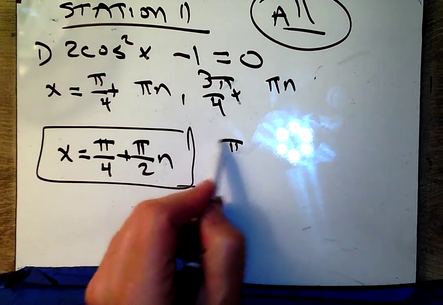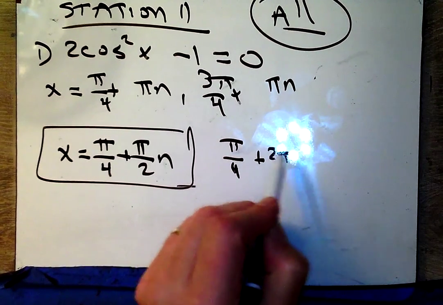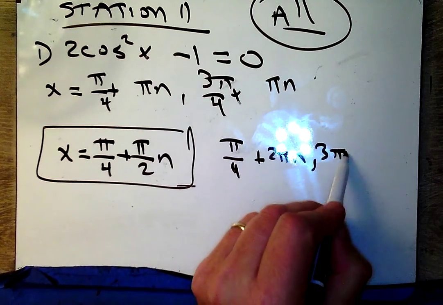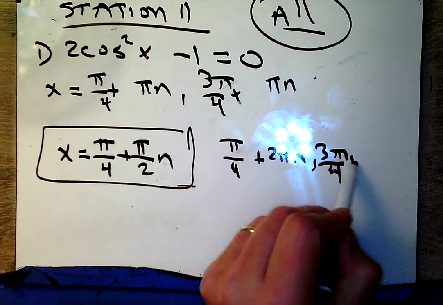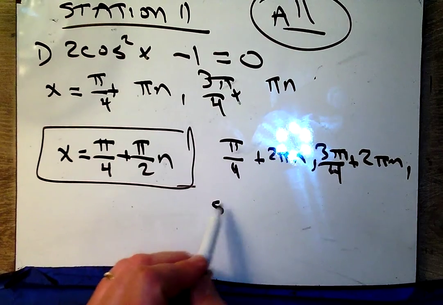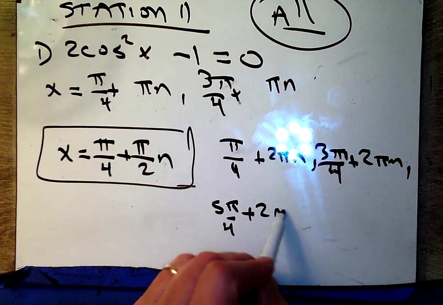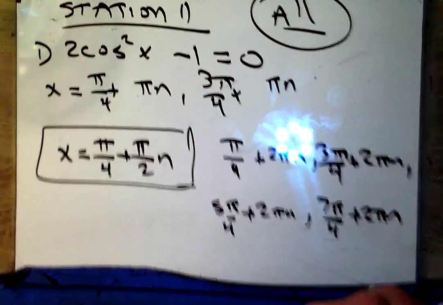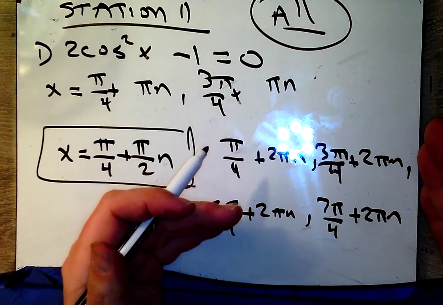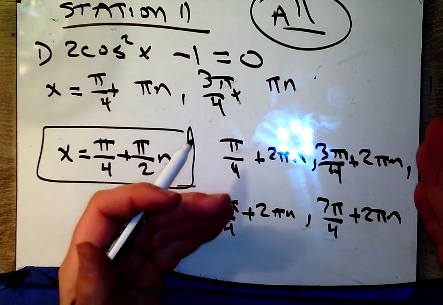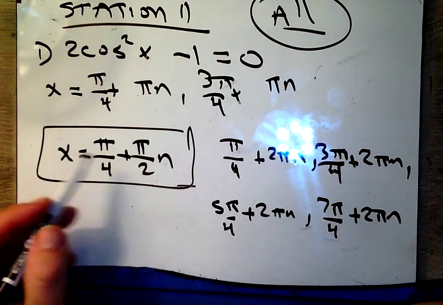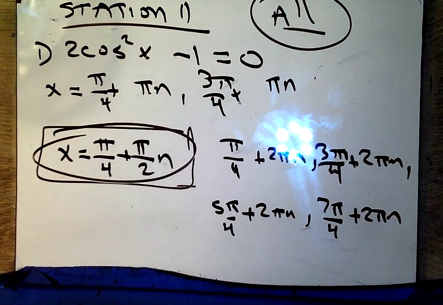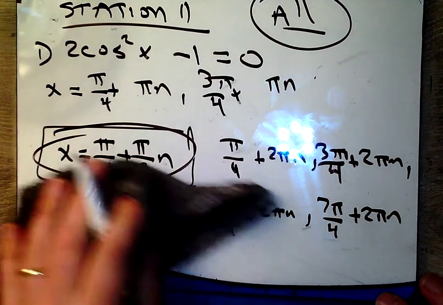I wouldn't mark you wrong for writing down this solution: 3 pi over 4 plus 2 pi n, 5 pi over 4 plus 2 pi n, and 7 pi over 4 plus 2 pi n. So here's the thing. Writing all that out, that takes time. It takes time to write this stuff down. I just need to write one thing. When in doubt, go with the sure thing. Okay. So that was problem 1 on station 11.